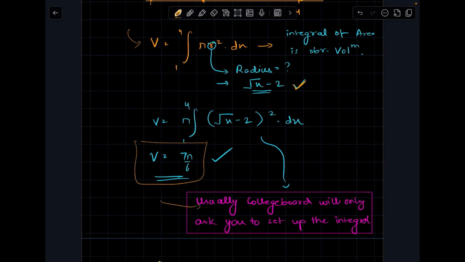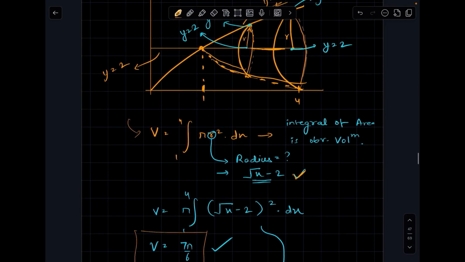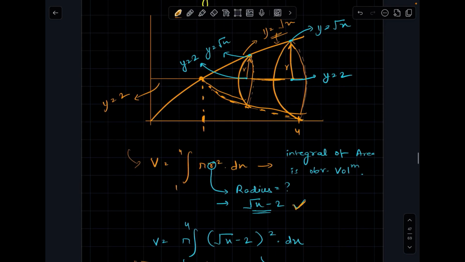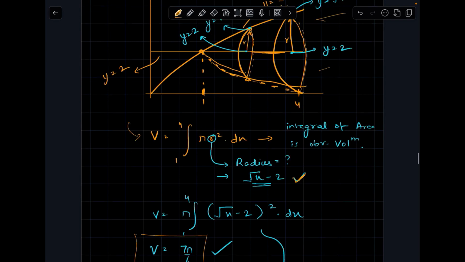Usually College Board will only ask you to set up the integral, but if it's easy to solve, they can also ask you to solve it, to evaluate the integral. It may seem a bit confusing, but I have several other practice problems ahead, which will definitely make it clear.